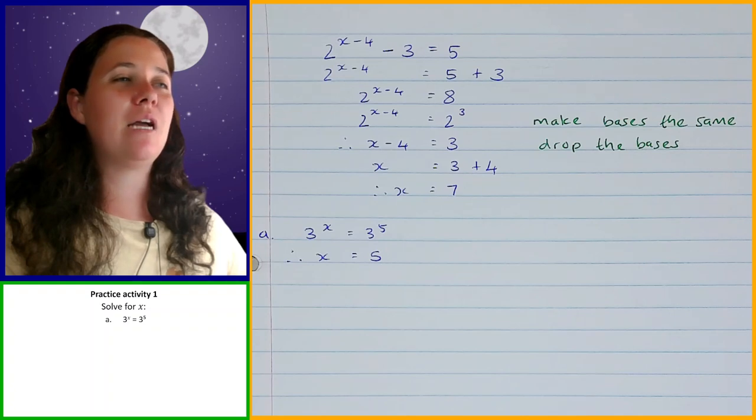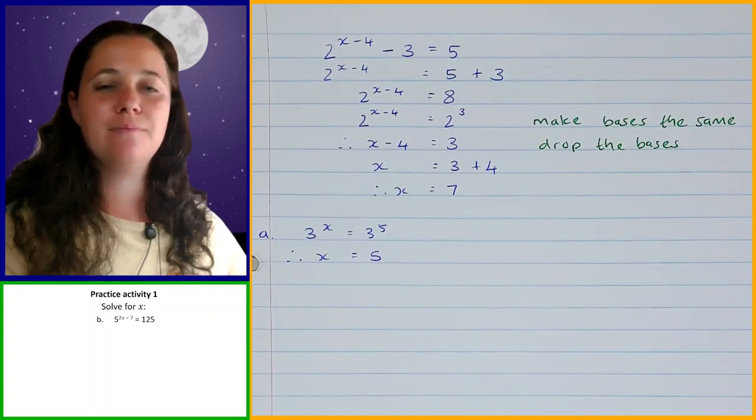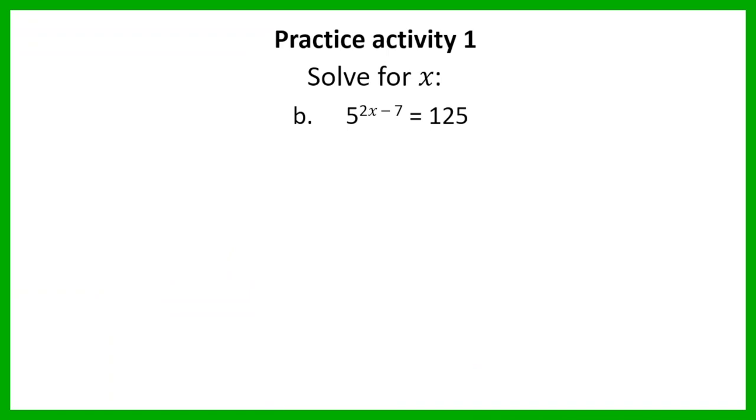So now let's have a look at question B. For question B, you have got 5 to the power of 2x minus 7 equal to 125. I'm going to give you 1 minute to work on this question.